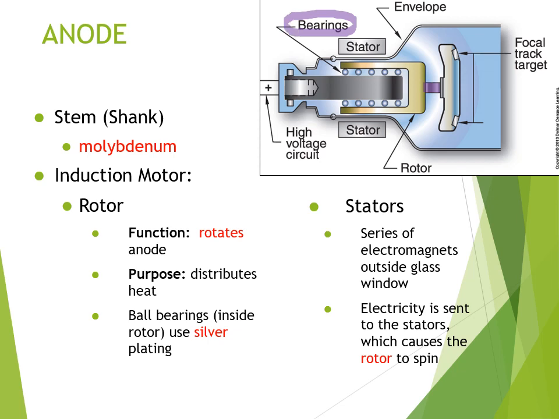Now the stators are outside the glass envelope. They're neutral, that means there's no charge, of course. They're outside the glass envelope, and electricity is brought to the stators, which causes the rotor to spin.